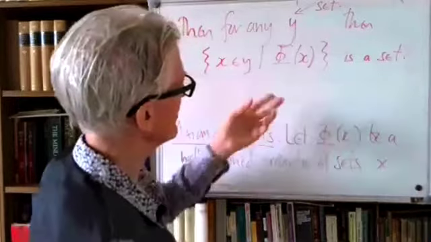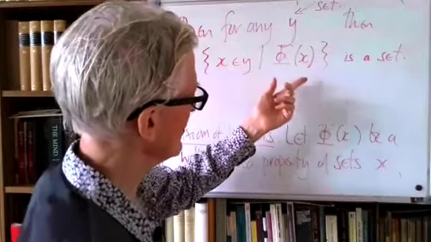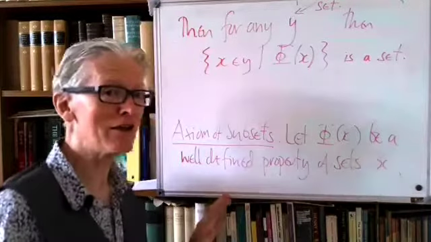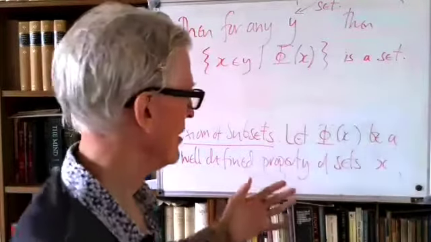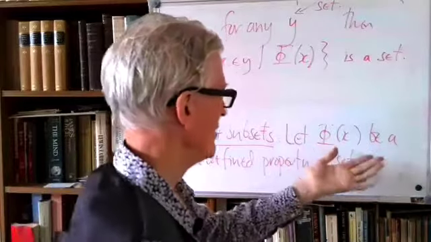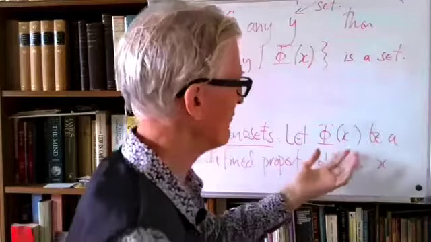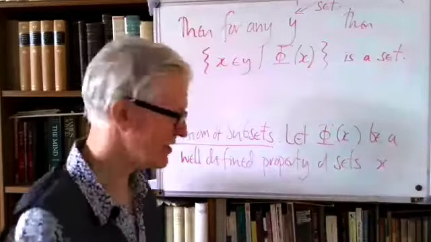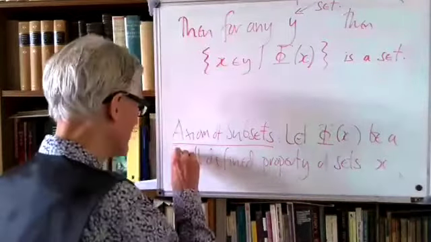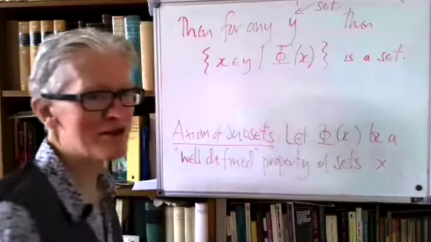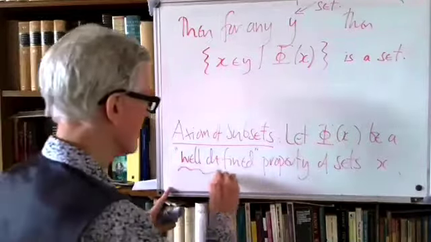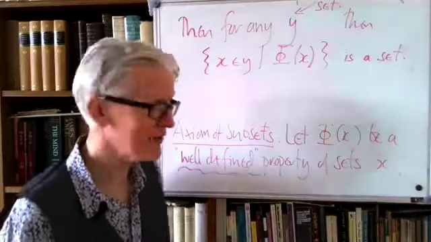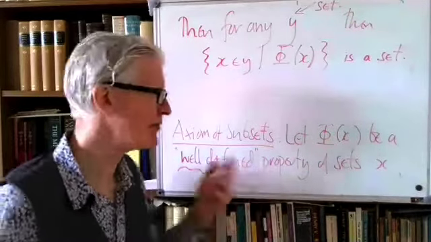The second thing you should pick up on is that this is a little bit vague down here. I've just said let phi be an expression which gives a well-defined property of sets. So you should be asking, what does well-defined mean? He hasn't really defined that. And it's true, I haven't. So I'm leaving that a little bit vague.